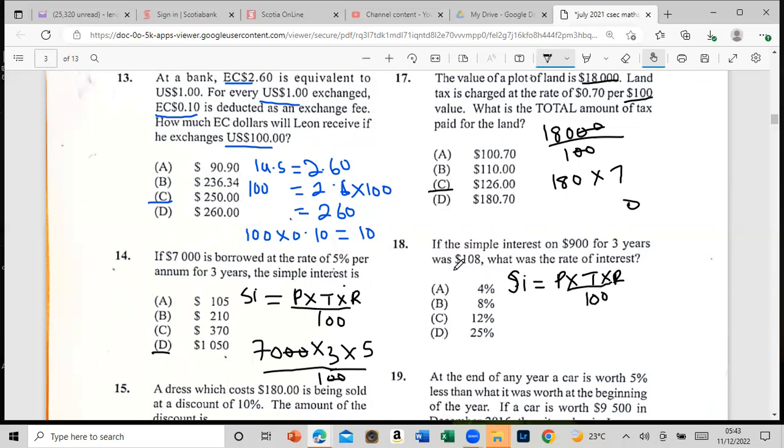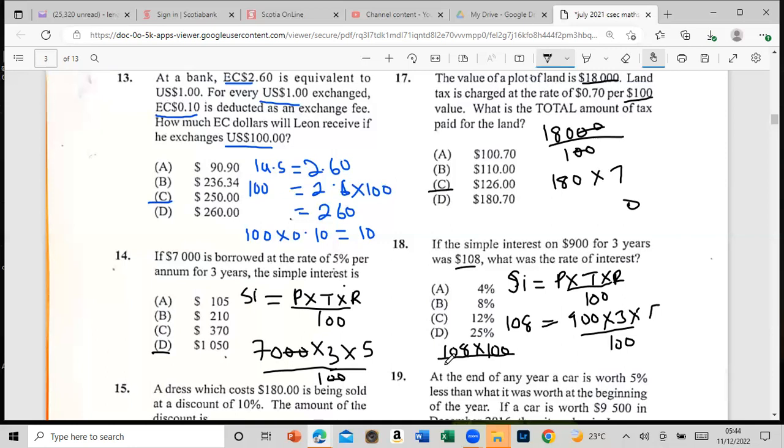So notice they gave us the simple interest, 108. We'll put R as the rate, since we don't know what R represents. And then you put in the rest, which is 900 times 3. And from there, you can just transpose. Limited space, man. So it's 108 times 100. As you're transposing, since it's being divided by 100, we multiply, and then we do the opposite, so we divide by these.